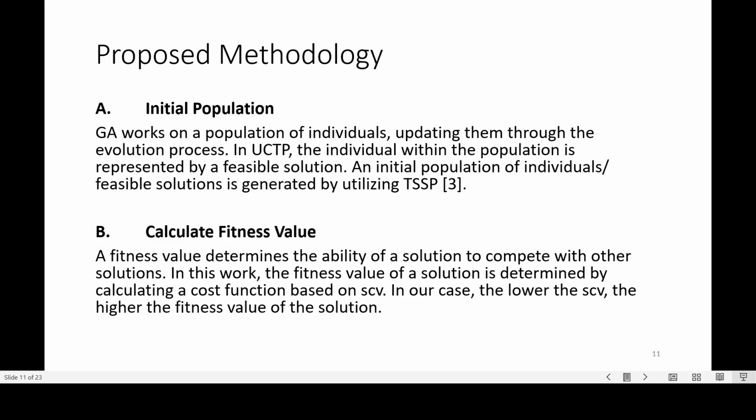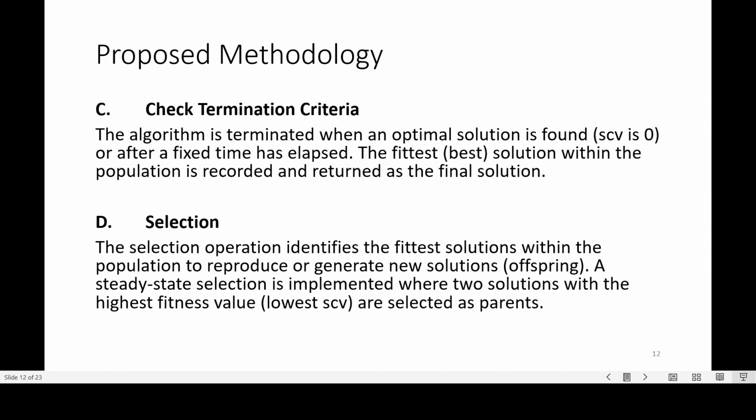Calculate fitness value. A fitness value determines the ability of a solution to compete with other solutions. In this work, the fitness value of a solution is determined by calculating a cost function based on SCV. In our case, the lower the SCV, the higher the fitness value of the solution. Check termination criteria. The algorithm is terminated when an optimal solution is found, or SCV is 0, or after a fixed time has elapsed. The fittest solution within the population is recorded and returned as the final solution.